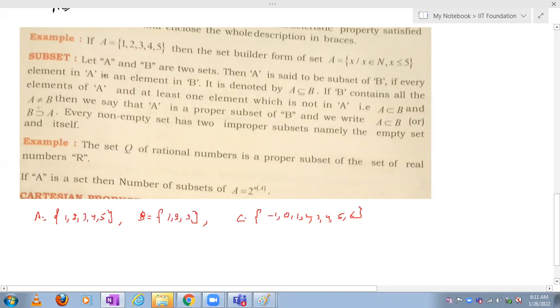Now subset means what? Suppose A and B are two sets. If every element of set A is an element of set B, then we can say A is a subset of B. That means B contains all the elements of set A. At least one element which is not in set A is another thing. Suppose sometimes what happens? A is equal to 1, 2, 3 and B also is equal to 1, 2, 3. Now what can you say?